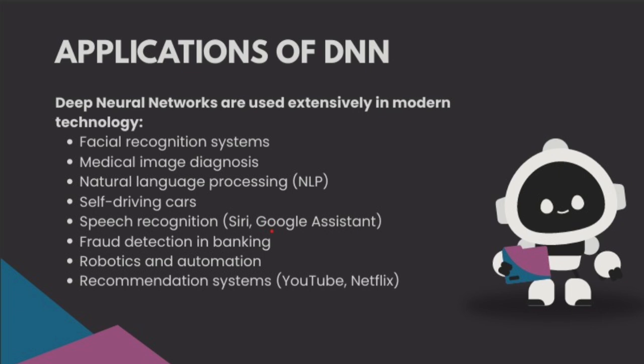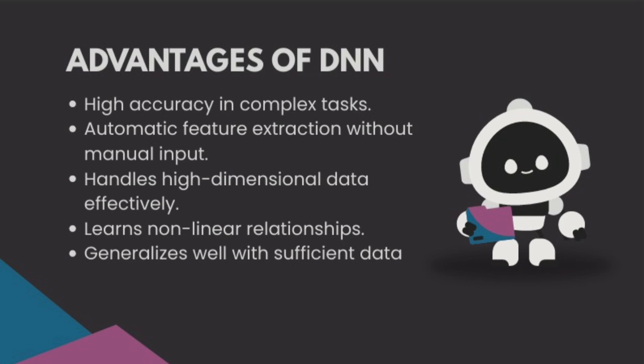Deep neural networks are used in many modern technologies such as facial recognition systems, medical image diagnosis, NLP, self driving cars, speech recognition systems like Siri and Google Assistant, etc. They are also used in recommendation systems like YouTube and Netflix. Their advantages include very high accuracy on complex tasks, automatic feature extraction without manual feature engineering, the ability to handle high dimensional data, learning of non-linear relationships, and good generalization.